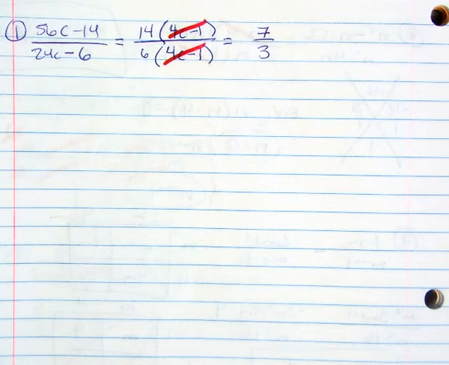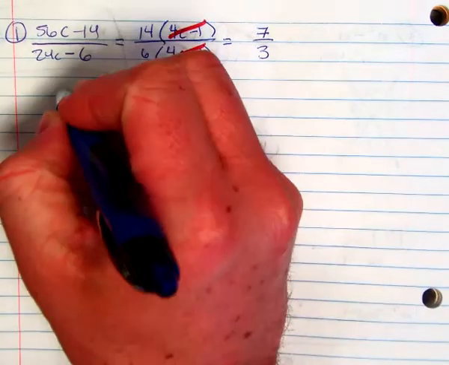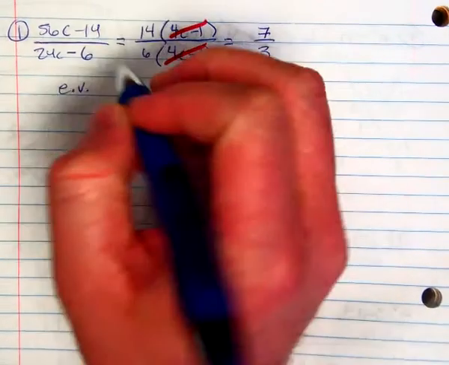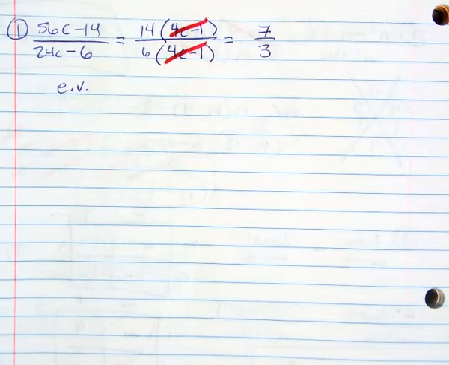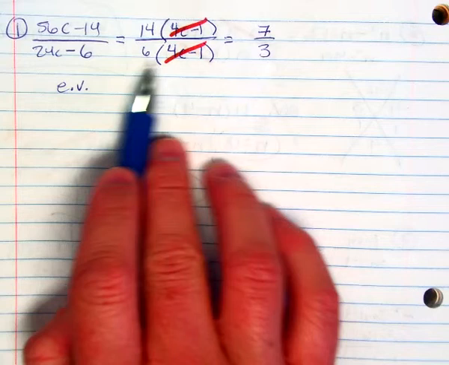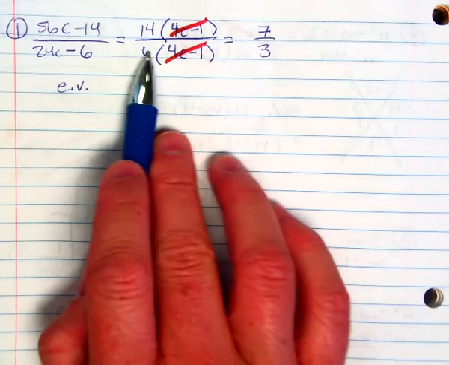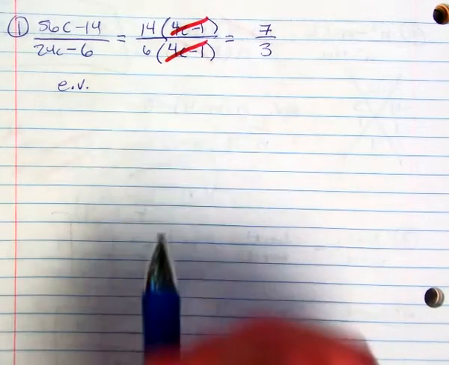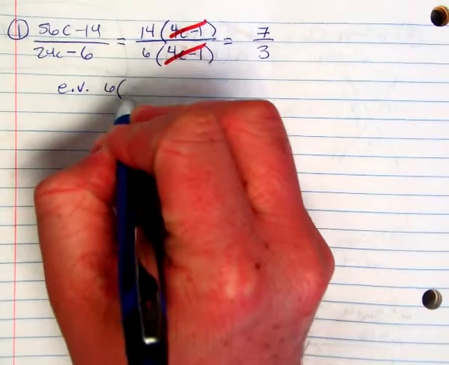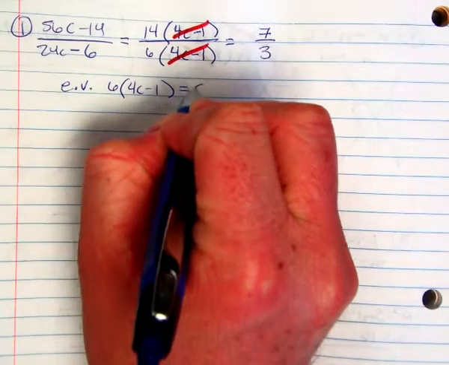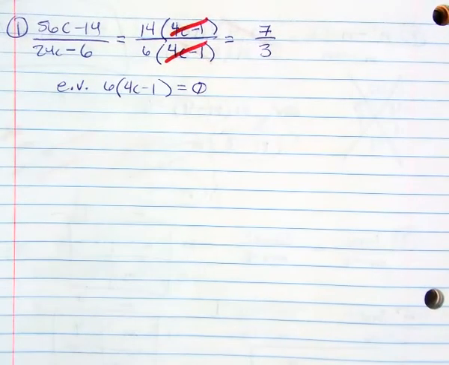But now we need to find the excluded values. So, this is the part that a lot of people may not remember because it's been a while. Excluded values require you to take your denominator right before you cross things out and solve it for 0. So I'm going to take my 6 times 4c minus 1 and solve it for 0.